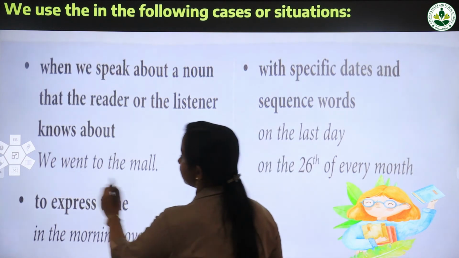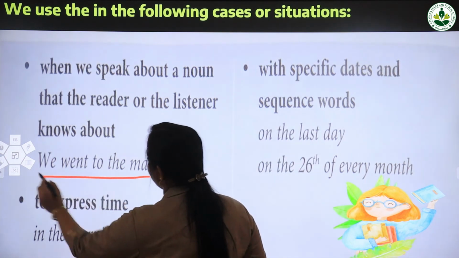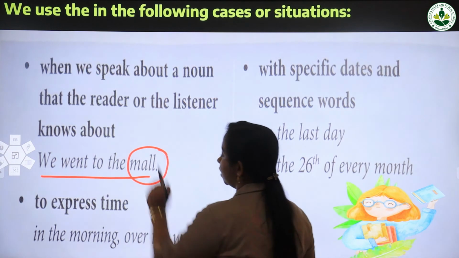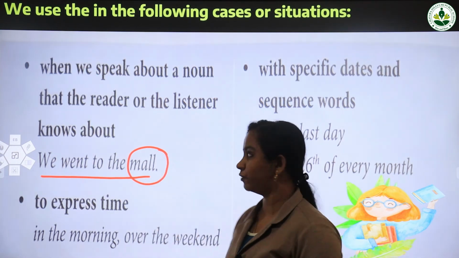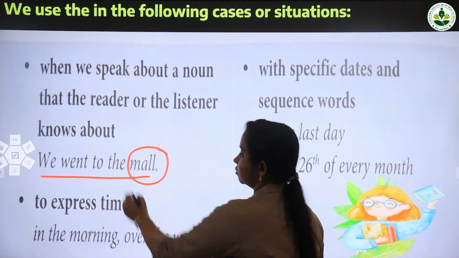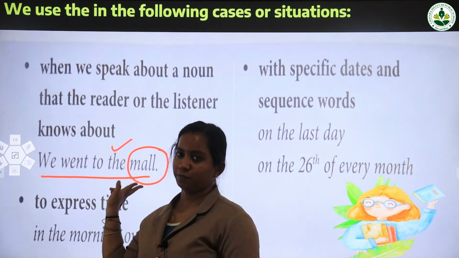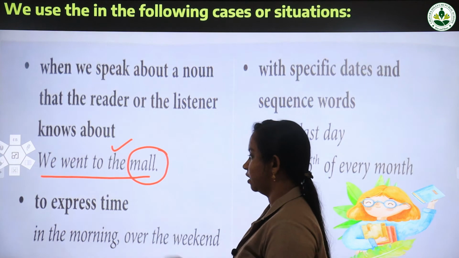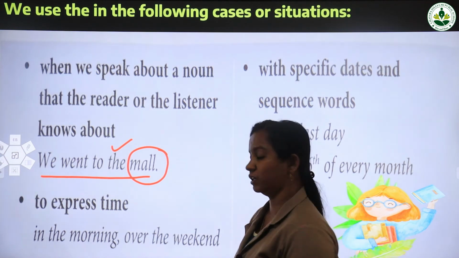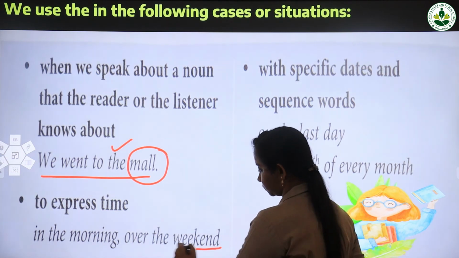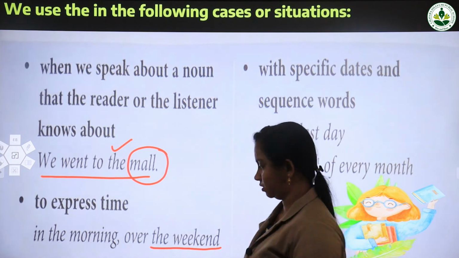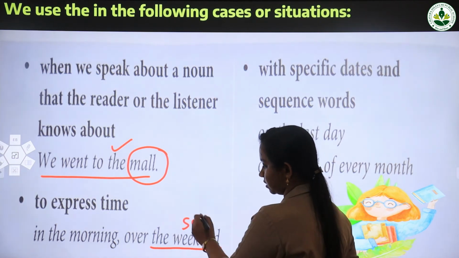For example, just see this example. We went to the mall. This mall is already familiar to the reader or listener. That's why we use the article the before the particular noun mall. Now just see, to express time also we will use article the. For example, the weekend. Weekend means Saturdays and Sundays.